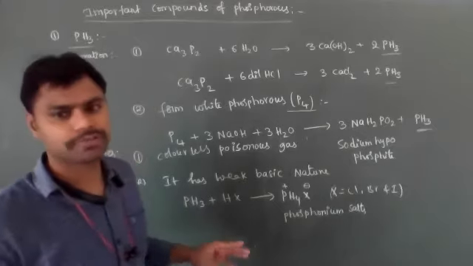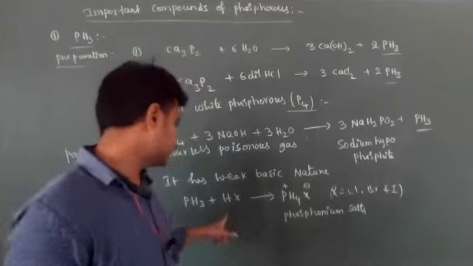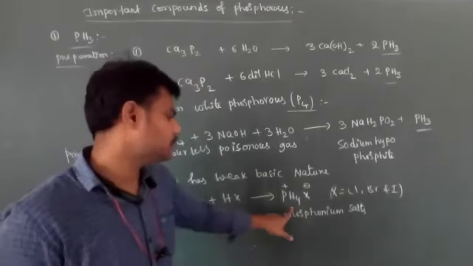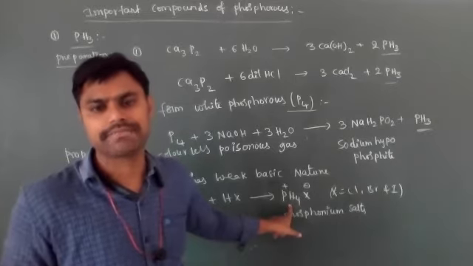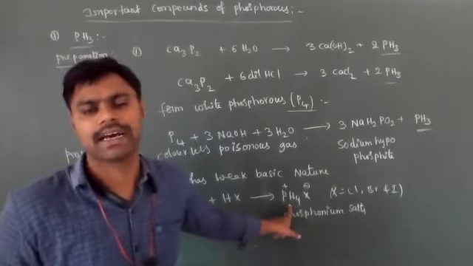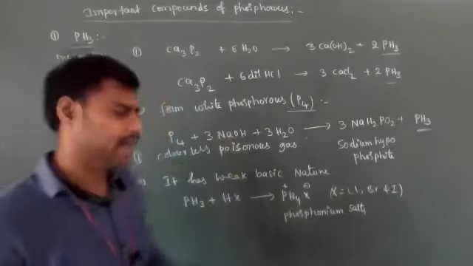If you want to purify phosphine gas, the impure phosphine gas is treated with hydrogen halides, forms phosphonium salts. Again, those phosphonium salts are treated with base like either sodium hydroxide or potassium hydroxide, to produce pure phosphine gas.